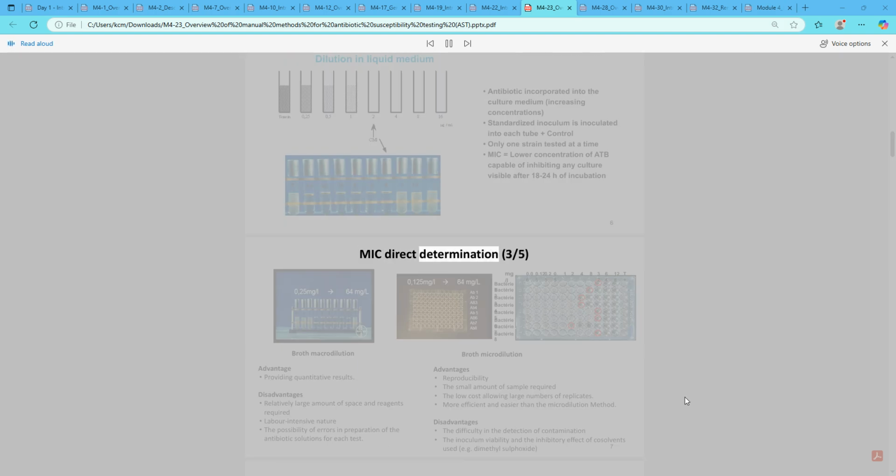MIC direct determination, 3/5. Broth macrodilution and broth microdilution. Advantage: providing quantitative results. Disadvantages: relatively large amount of space and reagents required, labor-intensive nature, the possibility of errors in preparation of the antibiotic solutions for each test. Microdilution advantages: reproducibility, the small amount of sample required, the low cost allowing large numbers of replicates. More efficient and easier than the macrodilution method. Disadvantages: the difficulty in the detection of contamination, the inoculum viability, and the inhibitory effect of cosolvents used, e.g. dimethyl sulfoxide.